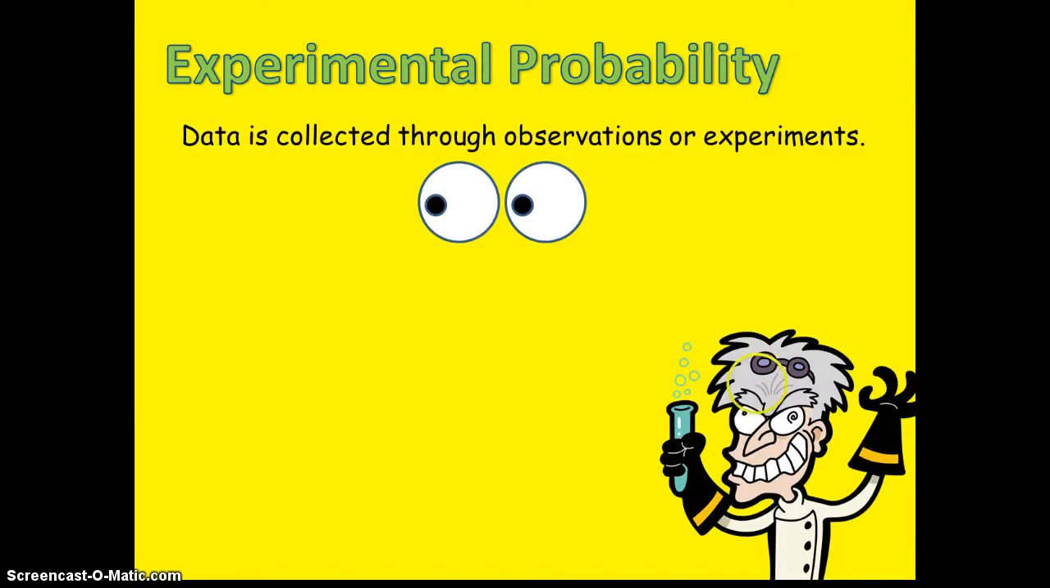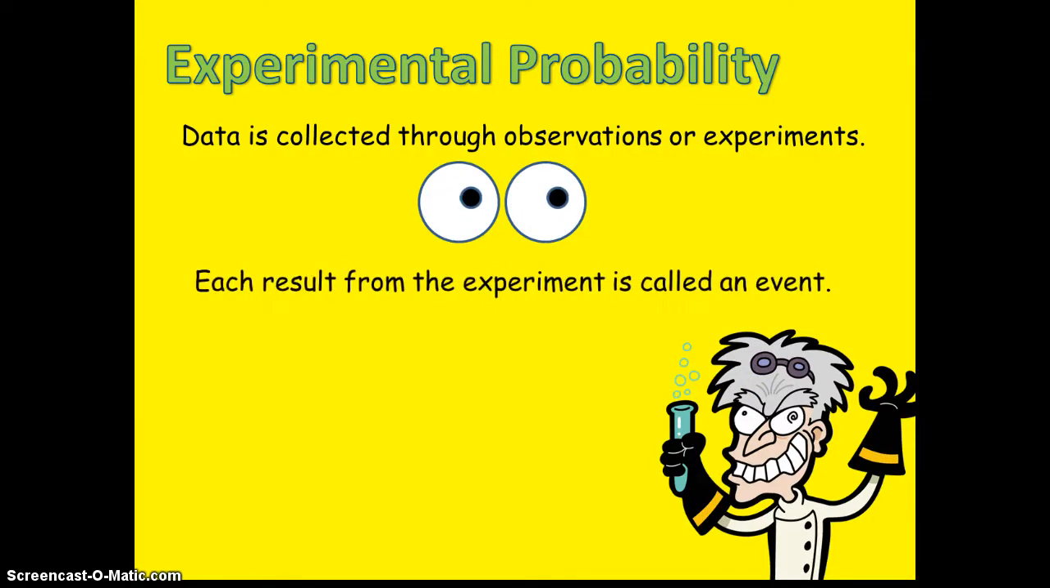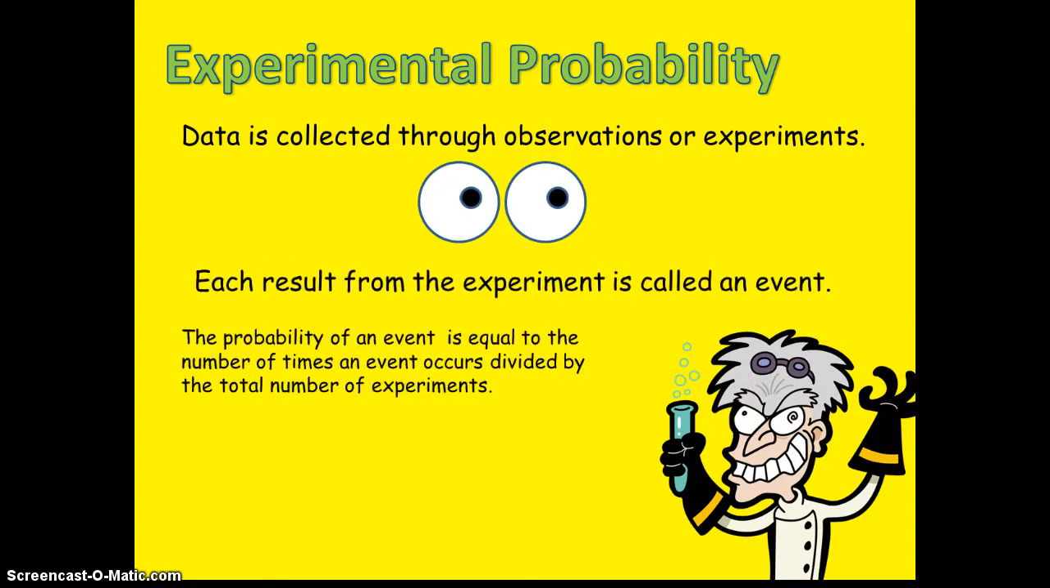Experimental probability is going to be data collected through observations or experiences. And each result from the experiment is called an event. So the number of times an event occurs divided by the total number of experiments is going to be the probability. And probability, to sum it up, is basically what you want over the total.